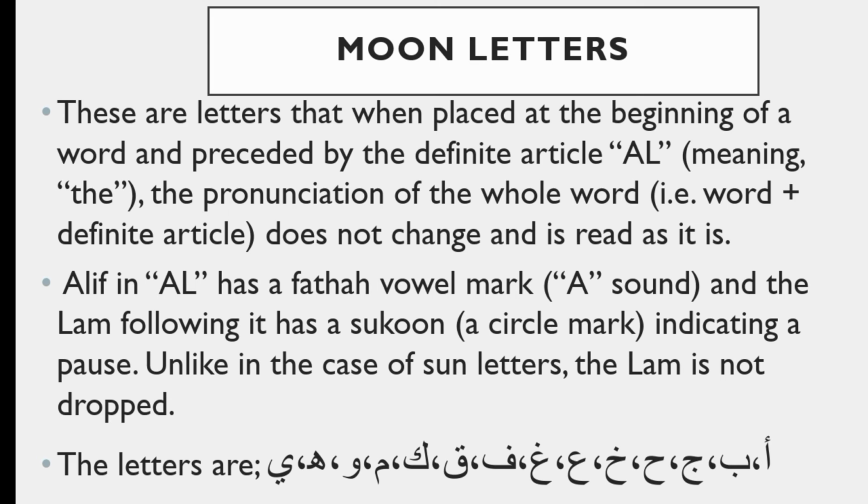So the letters are Hamza, Ba, Jim, Ha, Kha, Ain, Ghain, Fa, Qaf, Kaf, Mim, Waw, Ha, and Ya. Like I said earlier, you don't have to memorize these letters. Just understand that for some letters, immediately after the alif and lam, you have shidda. The letter will have shidda, and then you would have to drop the lam. That means you won't pronounce the lam. But for moon letters, you pronounce the lam, and the letter doesn't have shidda.